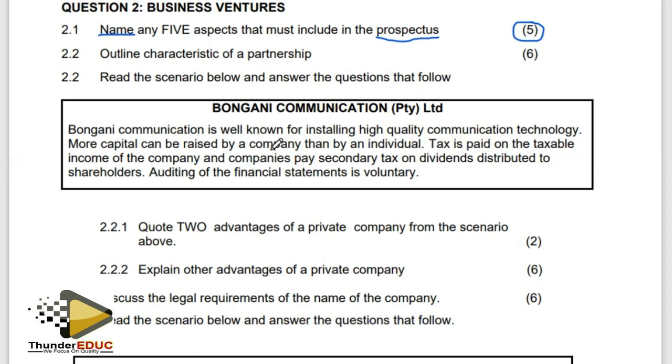More capital can be raised by a company than by an individual because it is a private company, meaning that very many people can raise more capital. Tax is paid on taxable income of the company, and the companies pay secondary tax on dividends distributed to shareholders. It is a disadvantage. Auditing of the financial statements is voluntary. That is very important. It is an advantage.